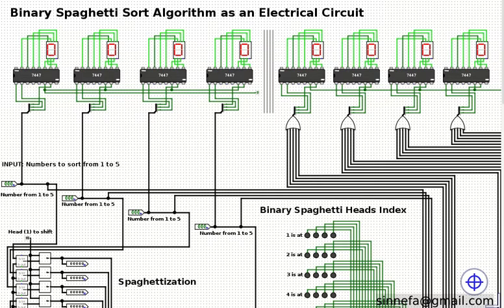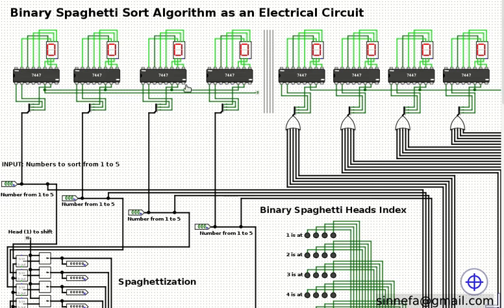This video describes an electrical circuit capable of sorting 4 numbers. Using the binary spaghetti sort algorithm to run the simulation, we're using Logisim-evolution. Here you have your 4 digits that you want to sort, and on the right you have the digits sorted. We will go through the various parts of the circuit one by one.